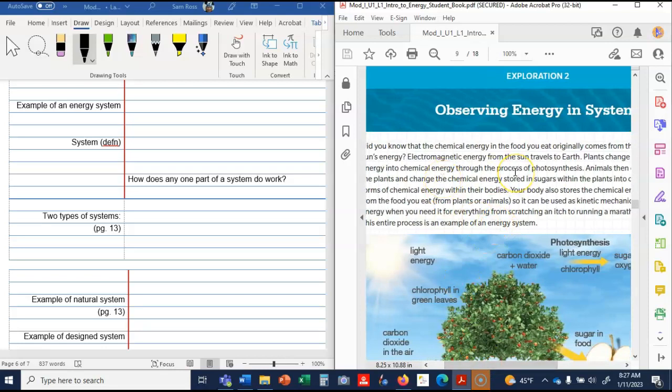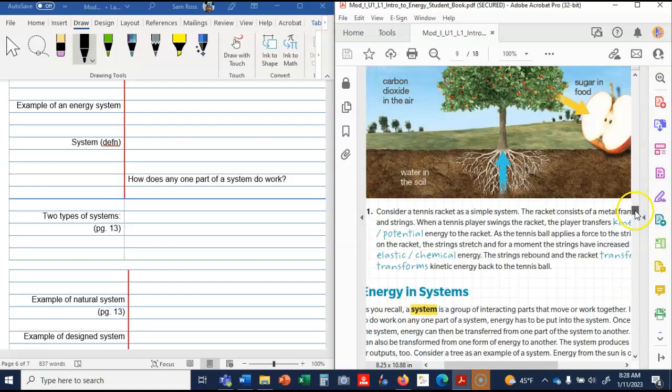This is when the electromagnetic energy from the sun travels to Earth. It goes through the photosynthesis in the plant. The animals eat the plants. We eat the animals, and then we run a marathon. So the example of an energy system is the energy from the sun growing the plants, animals eating the plants, us eating the animals, and us using that energy in our bodies.